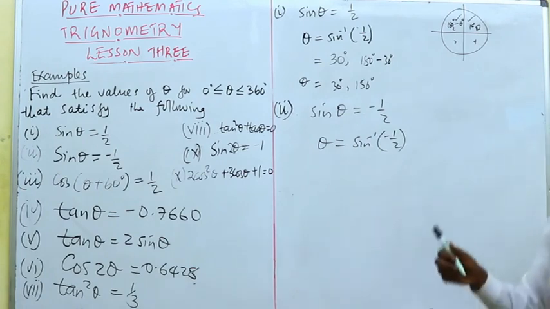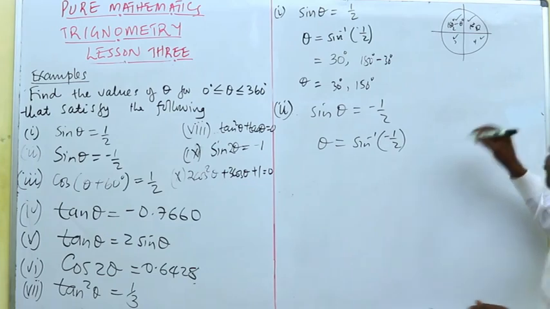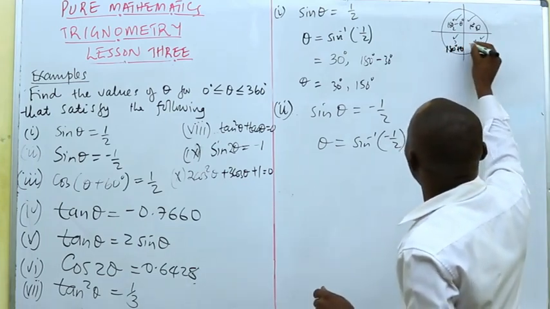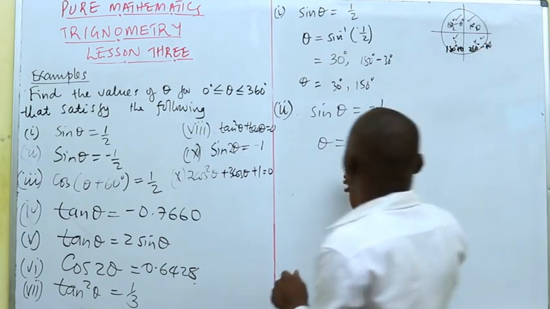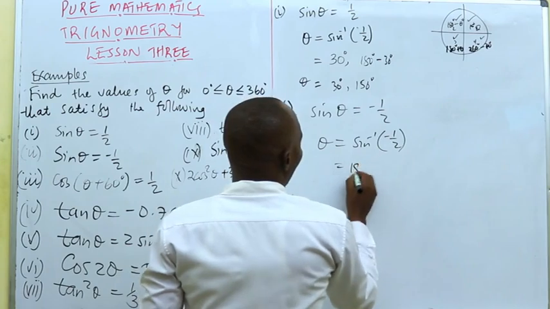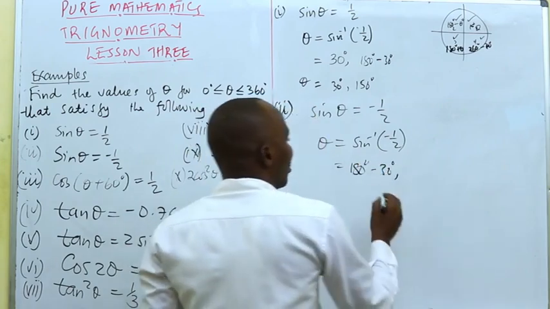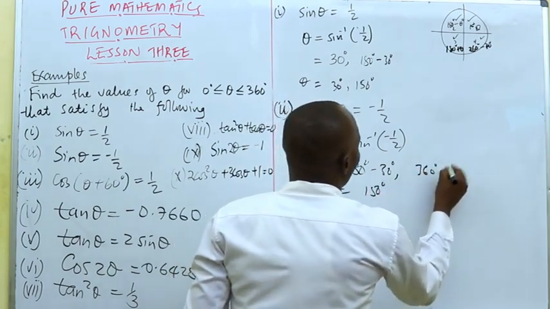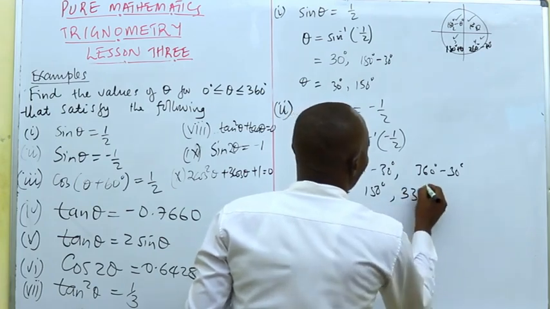Sine is negative in the third and the fourth. So use the 3D equations. We have 180 plus theta and 360 minus theta. So this one is going to be 180 plus the reference angle when you treat it as a positive. This one is 210 degrees, and 360 degrees minus 30, which gives you 330 degrees.